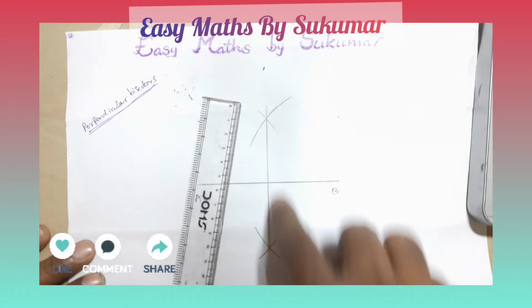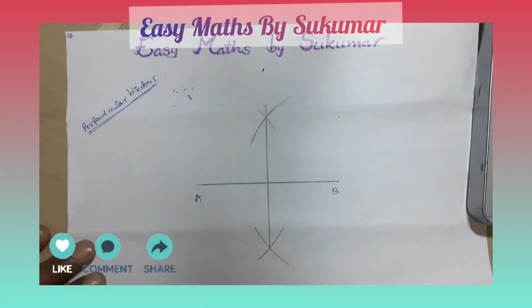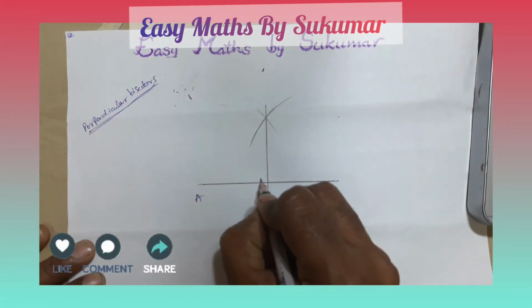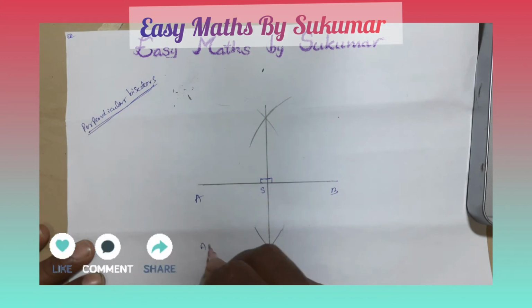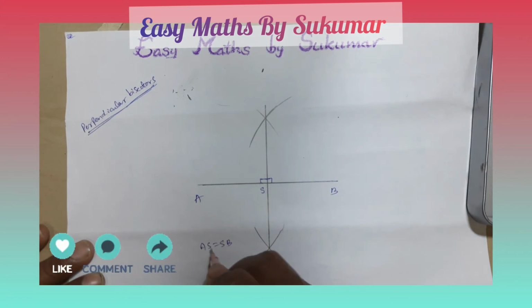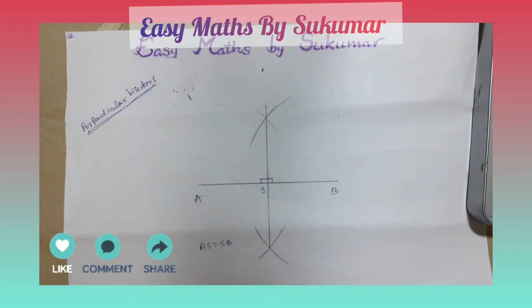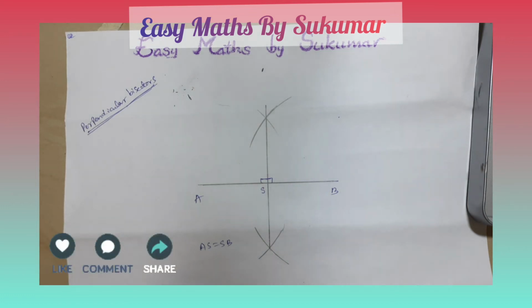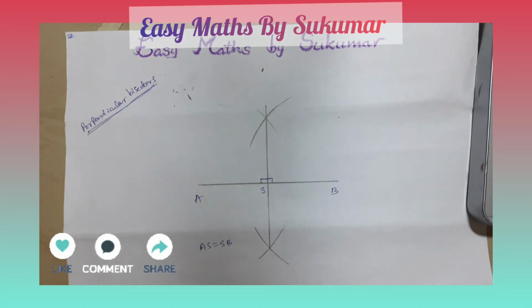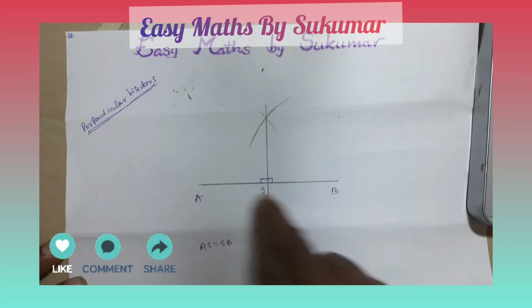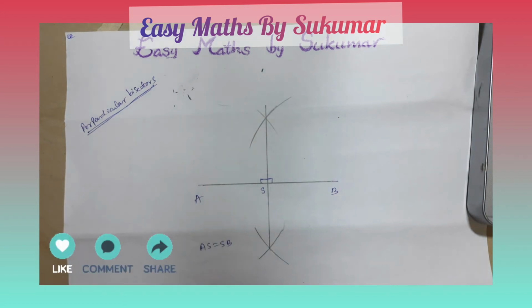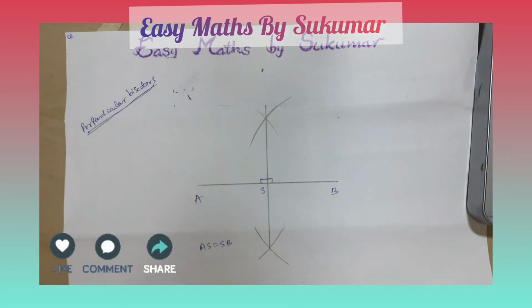so this is called the perpendicular bisector. That means it divides this line segment into two equal parts. So for example, this is S, means this AS and SB are equal. That means S is the midpoint of AB. And it makes an angle of 90 degrees. This perpendicular bisector makes an angle of 90 degrees with this AB. Okay, this is the perpendicular bisector.